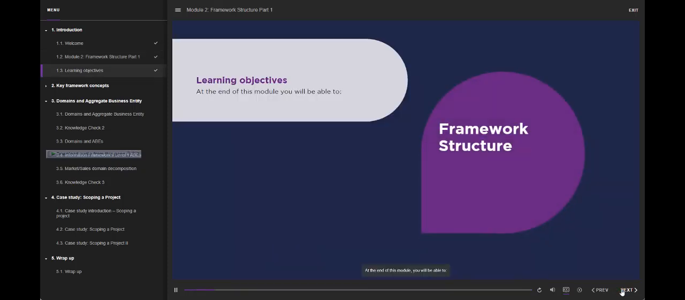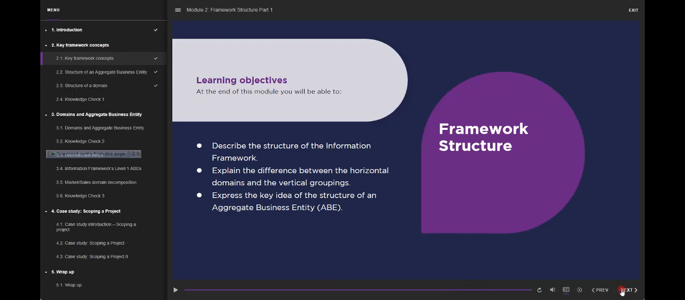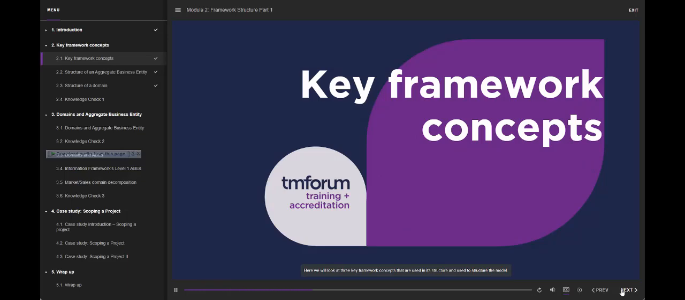At the end of this module, you will be able to describe the structure of the information framework, explain the difference between the horizontal domains and the vertical groupings, and express the key idea of the structure of an aggregate business entity, ABE. Here we'll look at three key framework concepts that are used in its structure and used to structure the model.